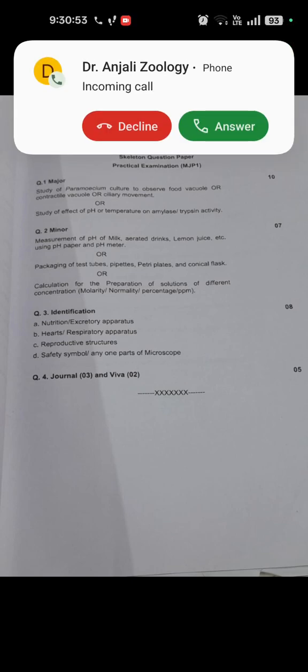In that, a simple question, as we have solved in the journal, that type of question only will be given to you. You have to find out concentrations like molarity, normality, and percentage. The molecular weight will be given to you, and as per that molecular weight you have to find out how you are going to do that.